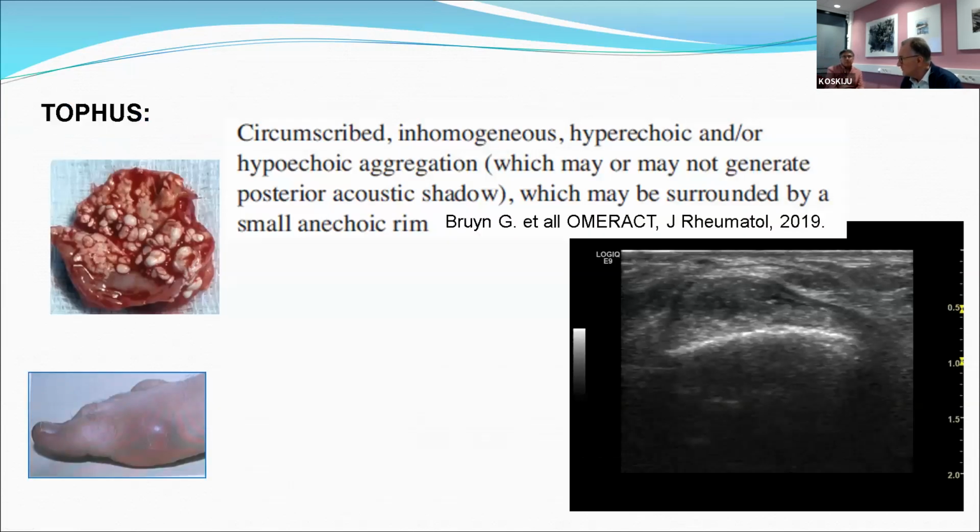And then we have the second phenomenon, tophus, nasty material taken out of the joint. Okay, it's tophus, but with ultrasound we see it like this: a circumscribed, inhomogeneous, hyperechoic or hypoechoic aggregation, which may or may not generate acoustic shadow. I will come to this later. It may be surrounded by a small rim. So this kind of grayscale material found in a joint may be gout.